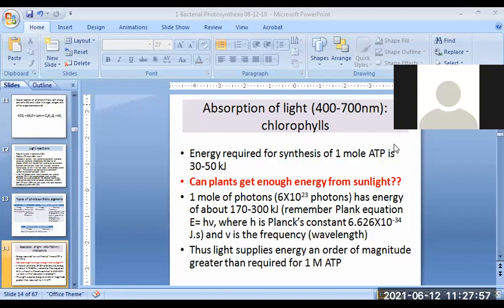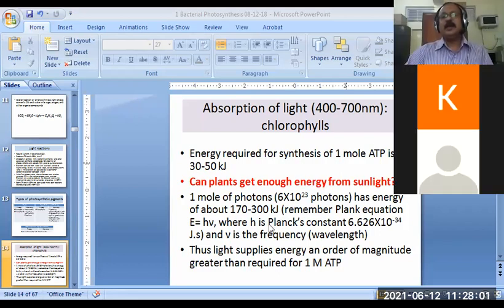And then I told you that in order to make 1 mole of ATP, we require about 30 to 50 kilojoules. So from these numbers, can you tell me whether the sunlight has enough energy to produce 1 mole of ATP?